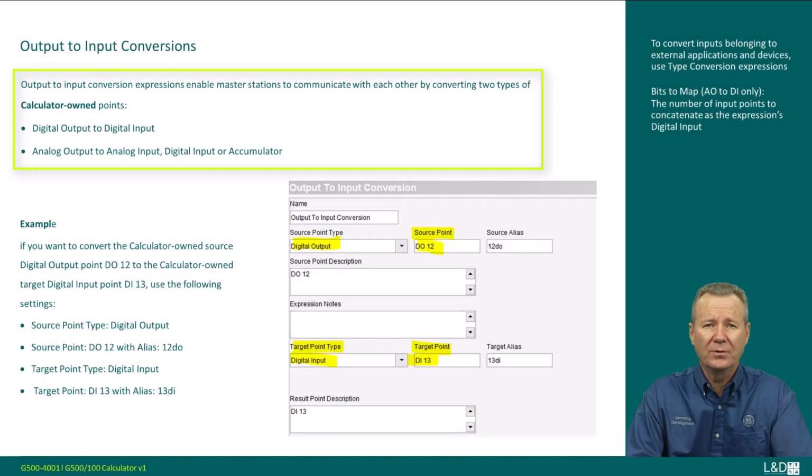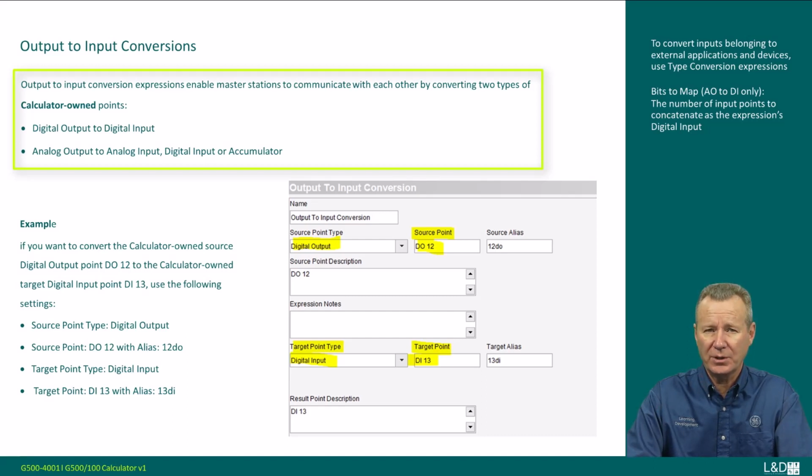Output to input conversion expressions enable master stations to communicate with each other by converting 2 types of calculator-owned points: digital output to digital input, analog output to analog input, digital input or accumulator. To convert inputs belonging to external applications and devices, use type conversion expressions. Output to input conversion example.